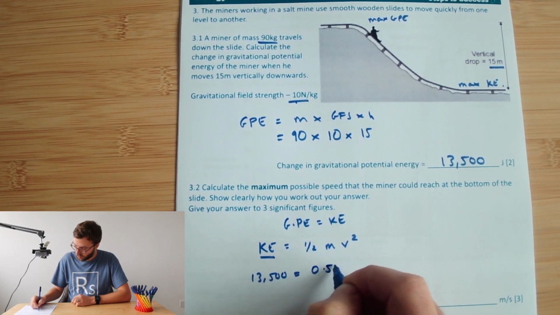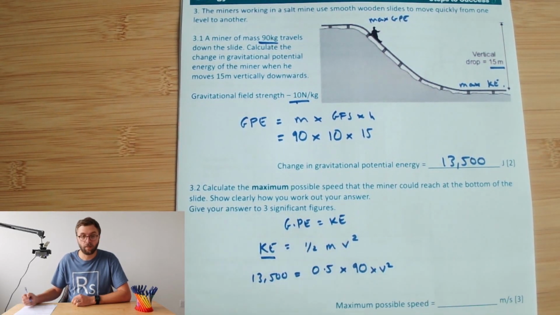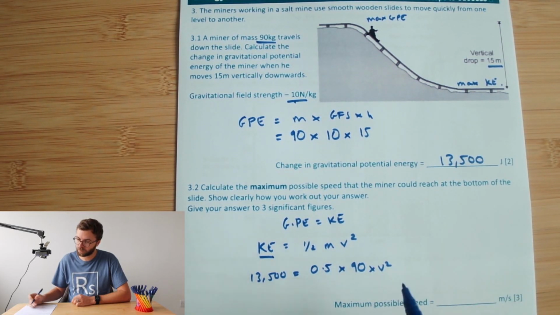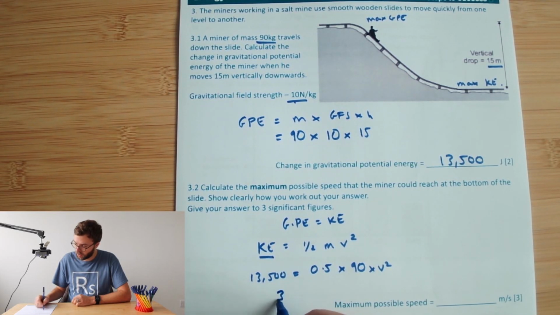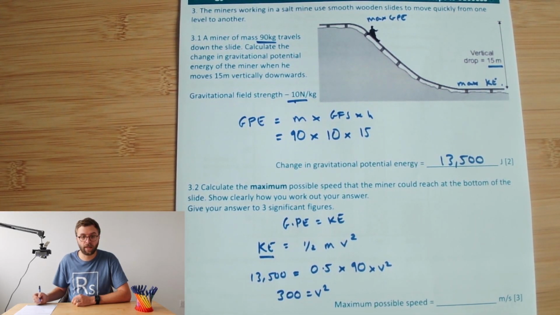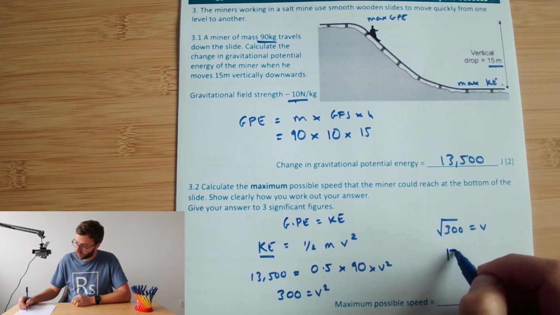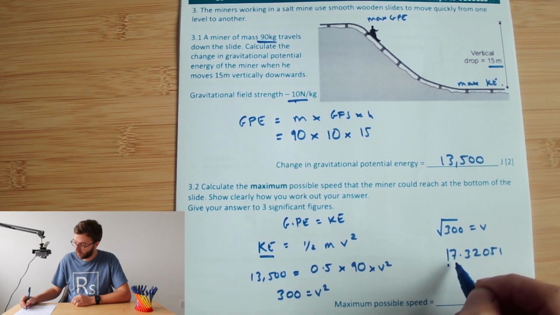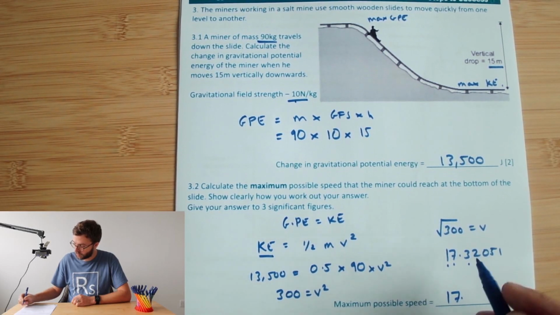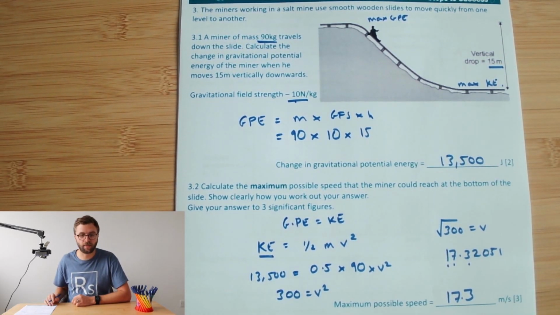13,500 equals a half times the mass, which we can take from here, which was 90, multiplied by the velocity squared, which is what we're trying to work out. So if we bring these over here, so divide by half and divide by 90, we end up with 300 equals v squared, and therefore to calculate v, we would do the square root of 300, which will give us 17.32051. And then finally, they want us to give it to 3 significant figures. So there's our first significant figure, our second, and our third. So 17 point. Look at the next number. It's not a 5 or more. So this will stay at 17.3.